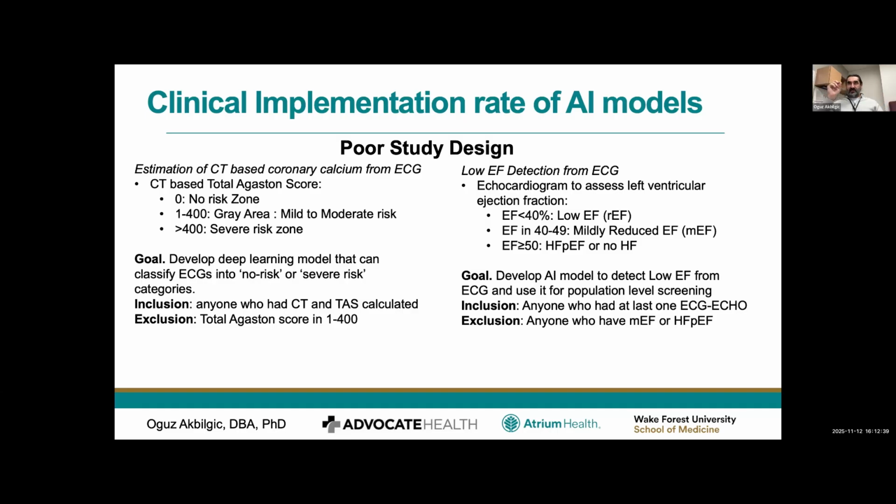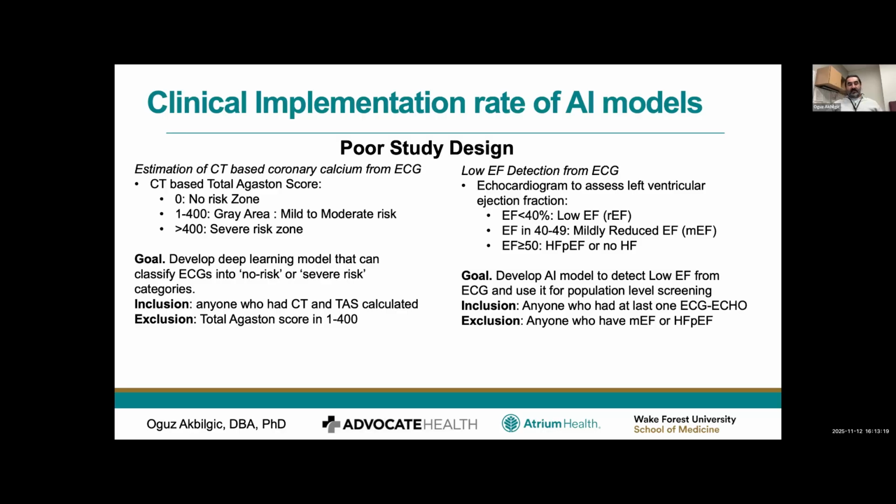so that we don't need echocardiogram. Just take the ECG as input and tell whether the patient has low ejection fraction or not. And the goal is to do population level screening so that without needing an echocardiogram, we can just screen people with ECG. And then if they are detected as low EF, we can refer them to echocardiogram for confirmation. So inclusion criteria here is, of course, anyone who had at least one ECG and echo pair, so that we can use ECGs as input, echo as outcome.